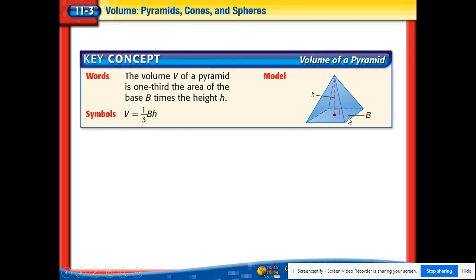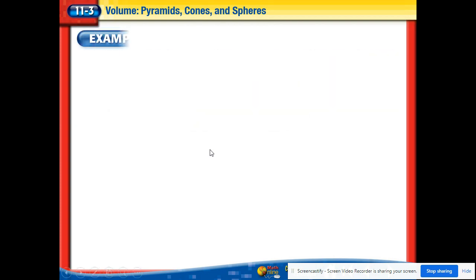Otherwise, it's still the area of the base down here. So we have to do the area of the base here. Most of the time, it's a rectangle or a triangle. And then we multiply it by the height. And then we have to finish it off with that 1/3, or dividing by 3. So let's take a look at our problem.